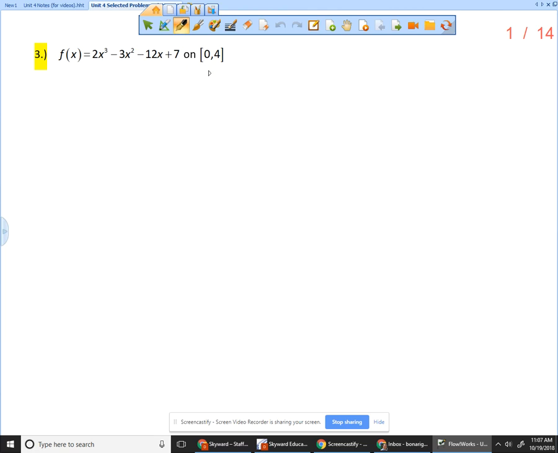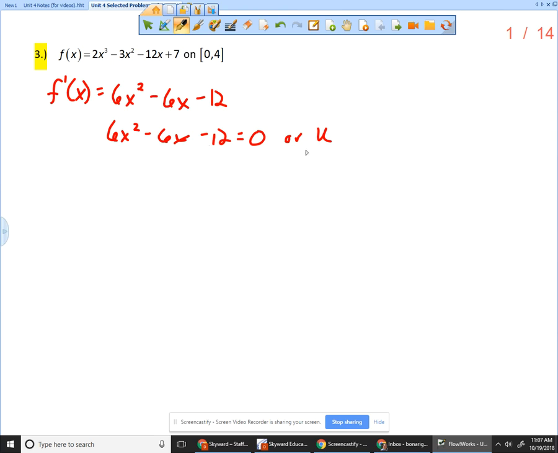So critical numbers. Remember, critical numbers are locations, x values, where the derivative of f is either equal to 0 or undefined. All right, so first step is find the derivative. So f prime of x: 2x cubed gives 6x squared, minus the derivative of 3x squared, 6x, minus 12, right? And so what we want to do is determine where 6x squared minus 6x minus 12 equals 0, or undefined. But 6x squared minus 6x minus 12 is never undefined, so we don't have to worry about that.